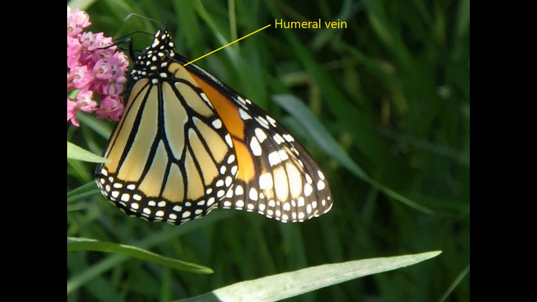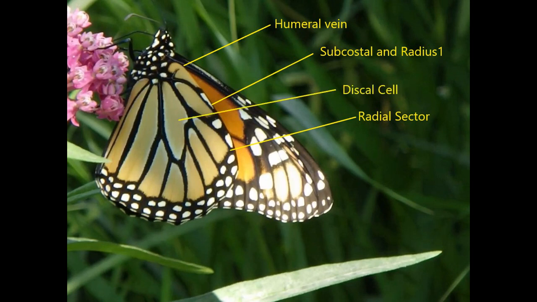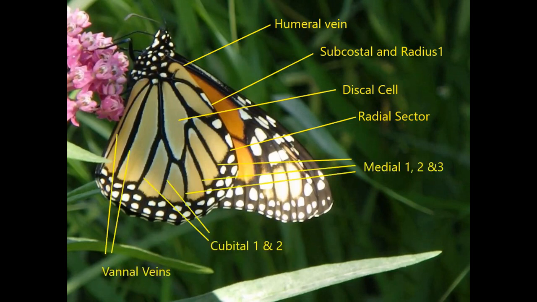In the hindwing, that small black stub is the humeral vein. Then the subcostal and radial veins are merged together. The radial sector is the next region, extending to wing apex. Here is the wing's discal cell. Then we have medial veins, followed by cubital veins, and finally the vanal veins.